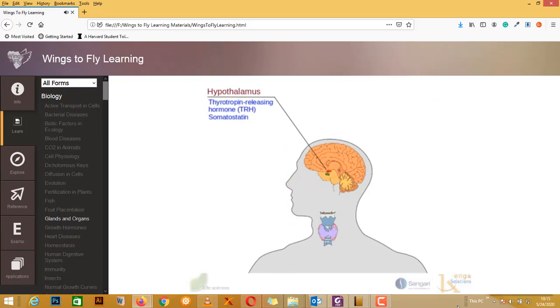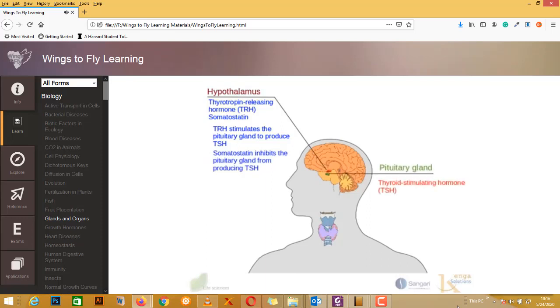Let's start with the hypothalamus. The hypothalamus detects low circulating levels of thyroid hormone, T3 and T4, and responds by releasing thyrotropin-releasing hormone, TRH. TRH stimulates the pituitary gland to produce TSH, the thyroid-stimulating hormone. Somatostatin, on the other hand, inhibits the pituitary gland from producing TSH.